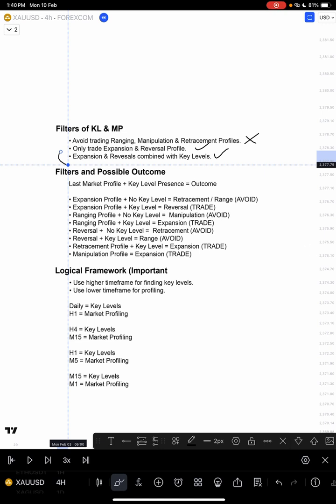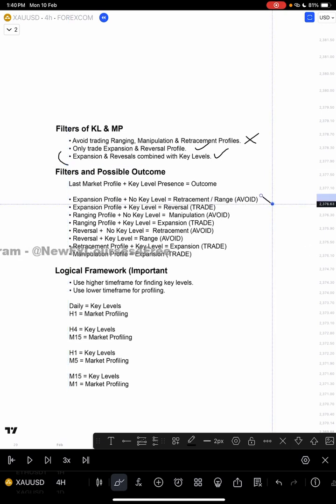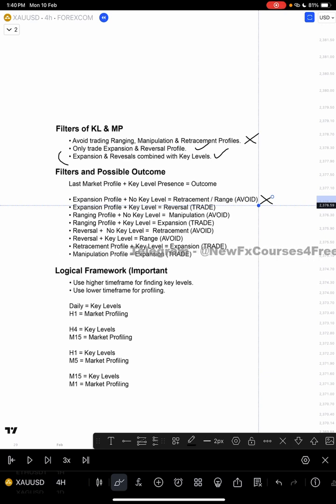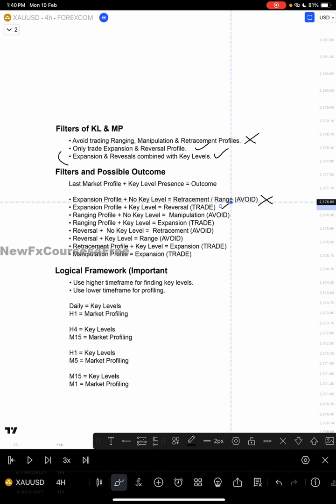Expansion profile, no key level, avoid. Just avoid that. Expansion profile plus key level equals reversal. Trade this. Ranging profile plus no key level is actually a manipulation. Just avoid this if you don't want to lose all your money. Ranging profile plus key level equals expansion. Trade this.